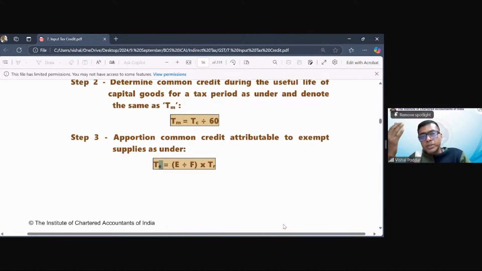I would have already purchased it a few years back, and whenever I purchased it, I have already taken the full ITC. So ITC, you take fully on capital goods. Now the ITC taking step is over. This is the reversal step which I do every month. For every month, I find out the per month ITC by this formula, and then by this formula, I find out of that common per month ITC how much is exempt, or how much is proportionately applicable to exempt product. And this is the amount which I will reverse every month. I hope this is clear to all.